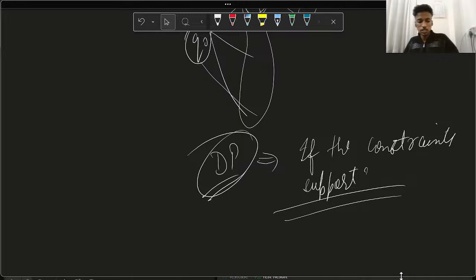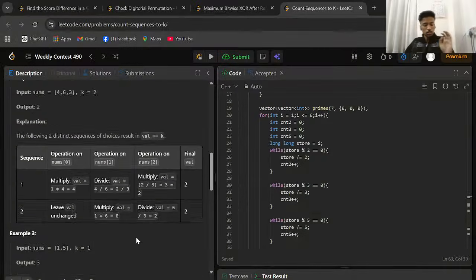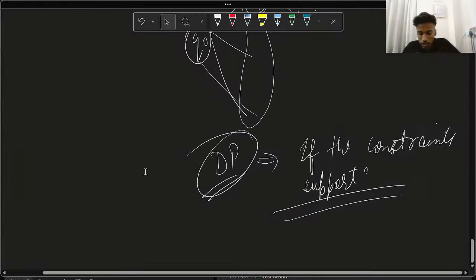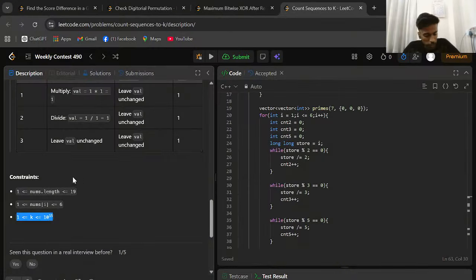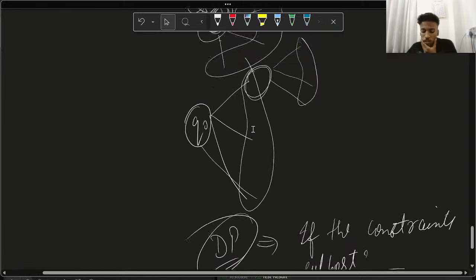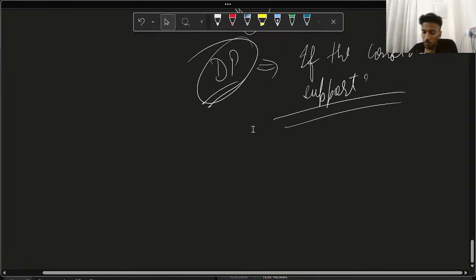So let's see if the constraints are supporting us or not. The length of nums is 19, and nums of I is less than or equal to 6. And k is 10 power 15. So we can't include k in our state, but we can definitely include the index values or the integer values in the nums array. So how will we calculate? What can be the states, I would say, for the DP?